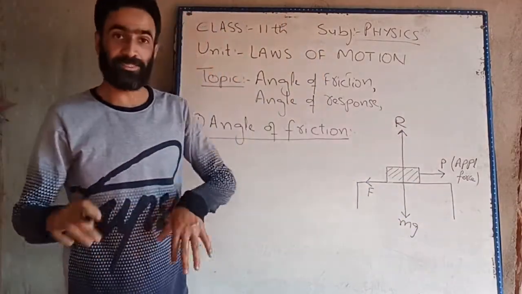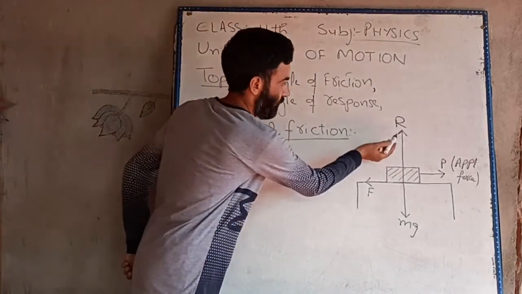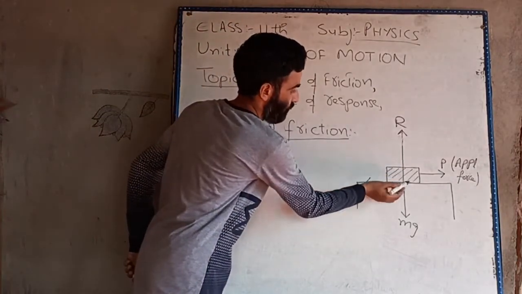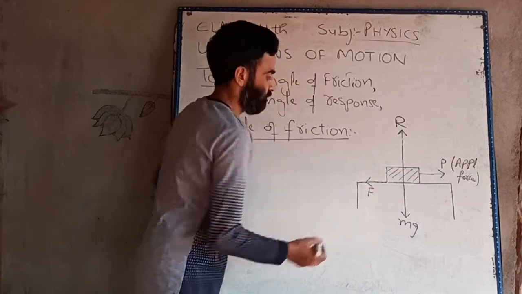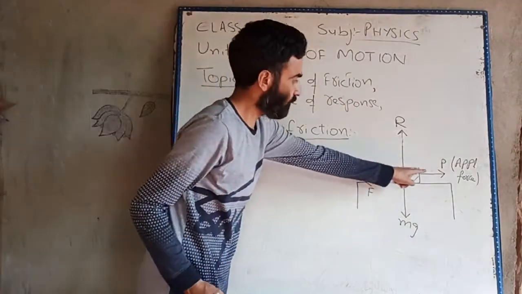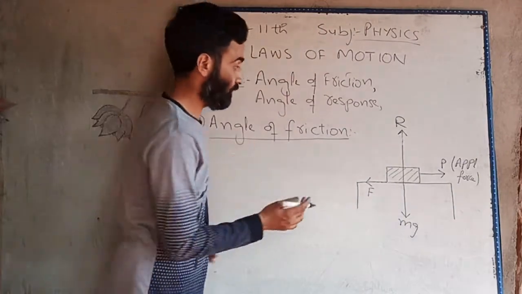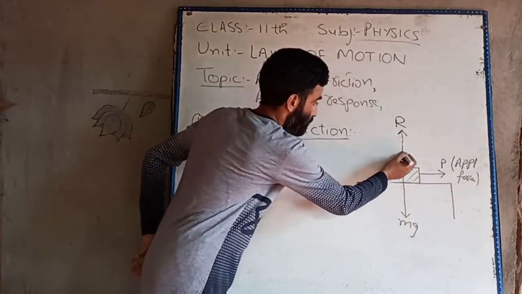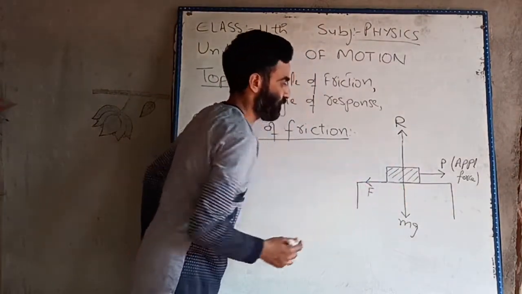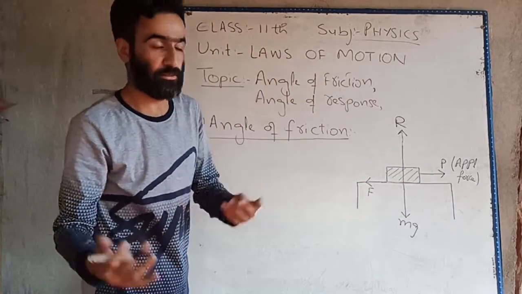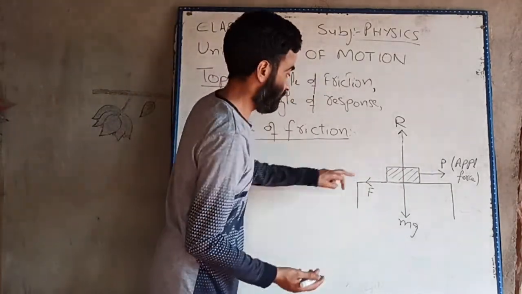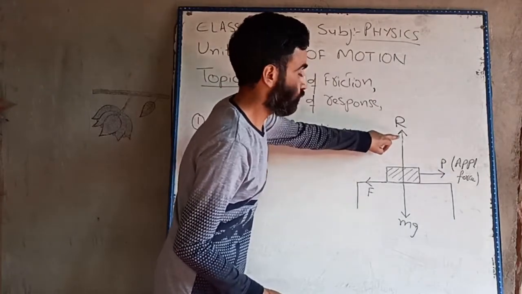Then let us get the resultant of these two forces. One force is this normal reaction force, and the next force is this frictional force. I am not talking now of the applied force. I am taking into consideration only the normal reaction force and the force of friction. By the law of vectors, we can get the resultant of these two.